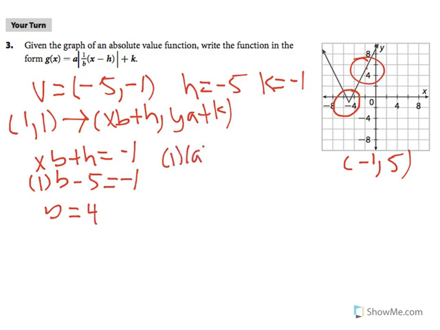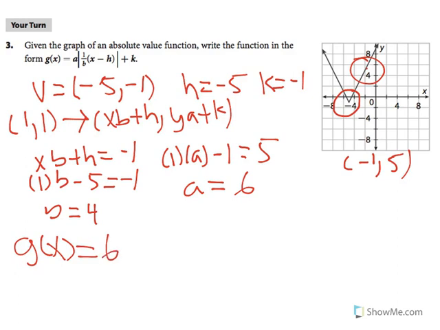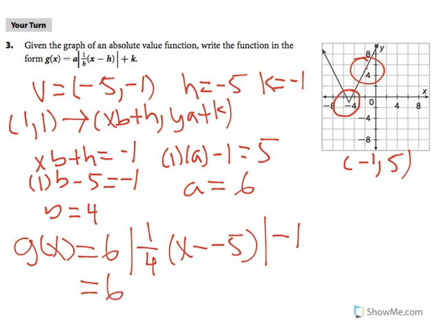And 1 times a minus 1 equal to 5. So then a equal to 6. Right, so then our equation is going to be g of x equal to 6, absolute value of 1 over 4, x minus a negative 5, close parentheses, minus 1. But then that's a double negative, so it's going to become a plus. So 1 over 4, parentheses, x plus 5, minus 1.